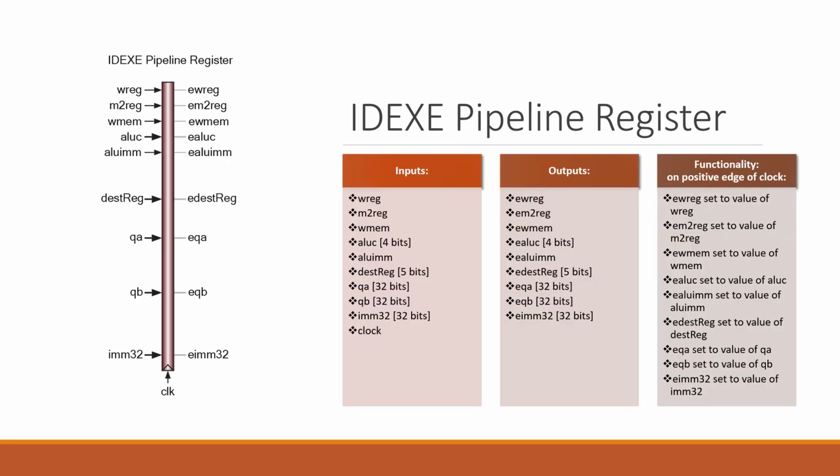Our next module is our IDEXE pipeline register. This here is very similar to our IFID register, but instead of having just one input and one output, we have a bunch of inputs and a bunch of outputs. I'll let you read through these on your own, but the functionality is pretty much the same. On the positive edge of the clock, the outputs on the right side of the module are set to the inputs on the left side of the module.